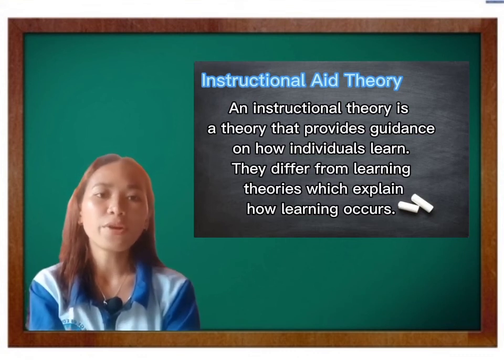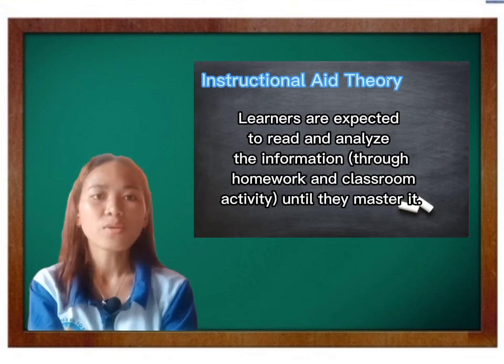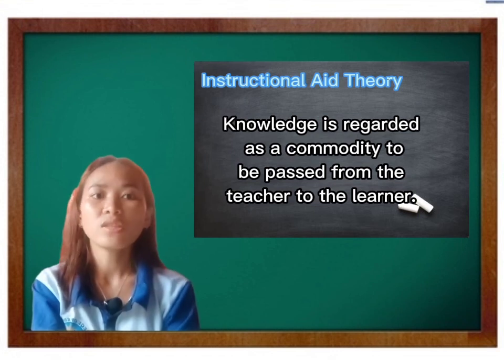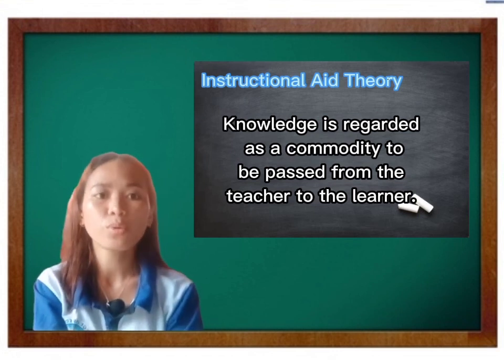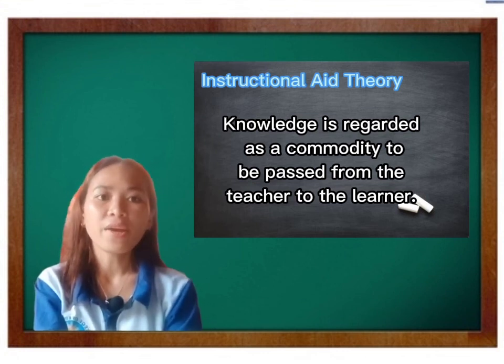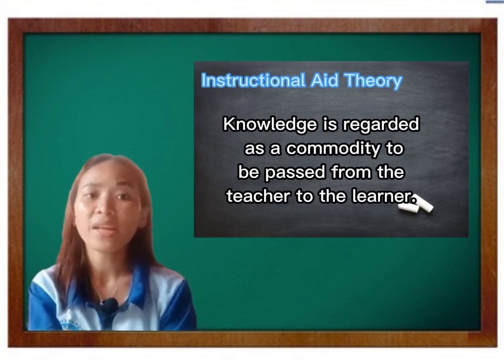They differ from learning theories, which explain how learning occurs. Learners are expected to read and analyze the information through homework and classroom activity until they have mastered it. Knowledge is regarded as a commodity to be passed from the teacher to the learner. So in sum, instructional theories identify methods of instruction, ways of supporting and facilitating learning, as well as circumstances in which the methods may or may not be used.